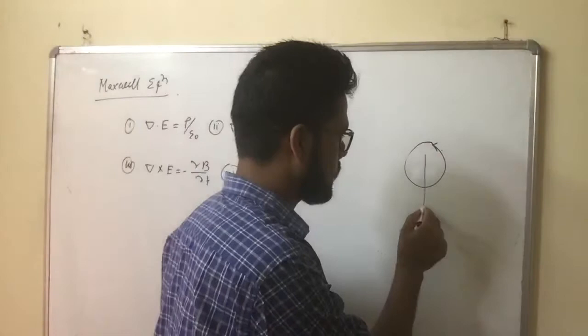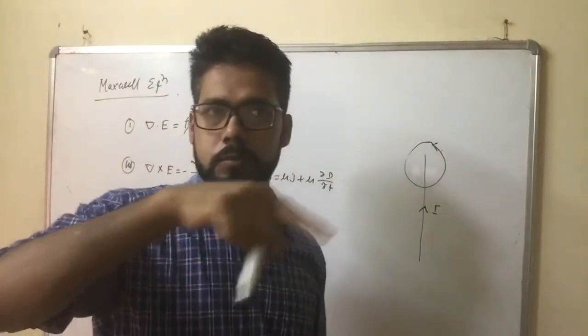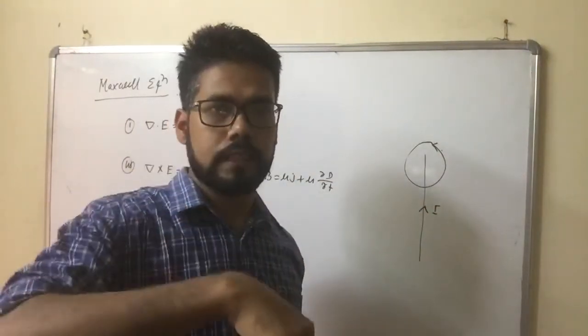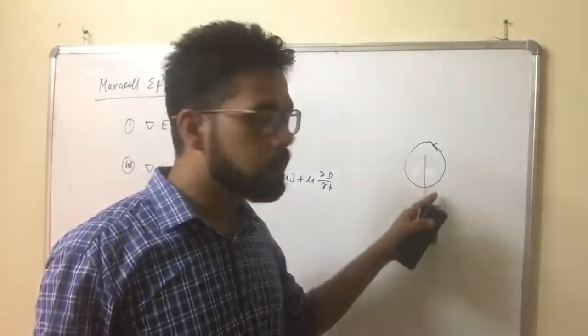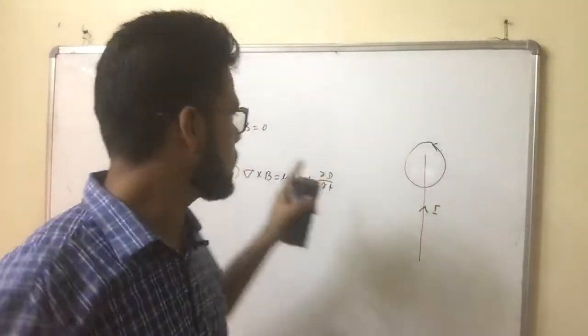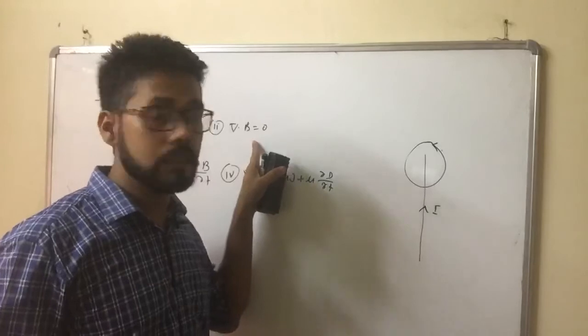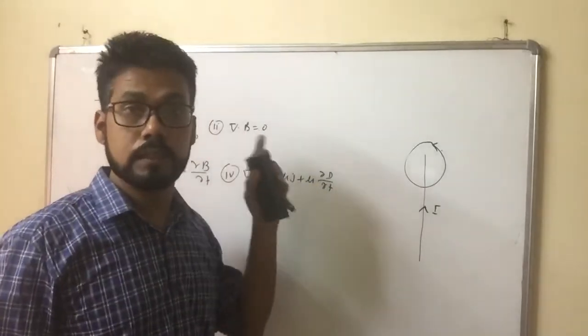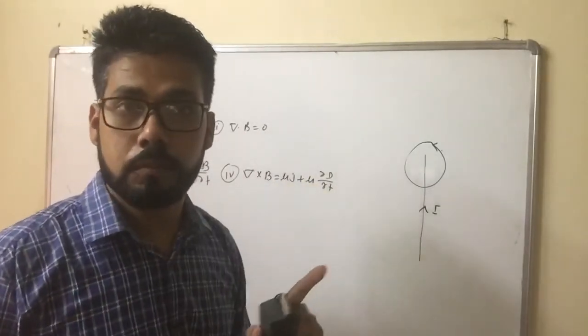Suppose this is a conducting wire having current I. So the magnetic lines of force will be circular and have their center on the axis of the conductor. There is no possibility of outward flux or inward flux. That is why it is 0. Another meaning of this equation is that divergence of B is 0, which means no magnetic monopole exists.